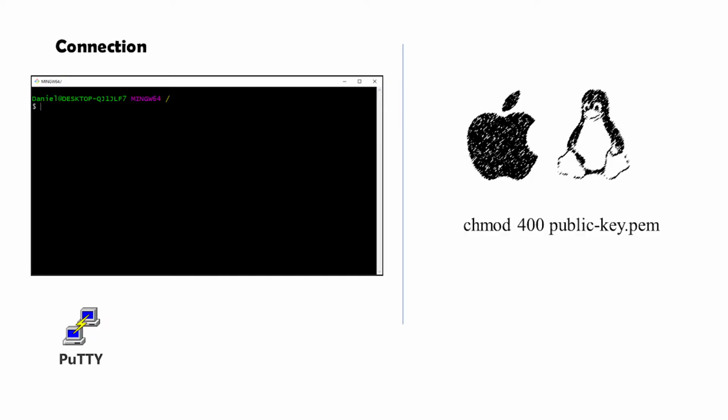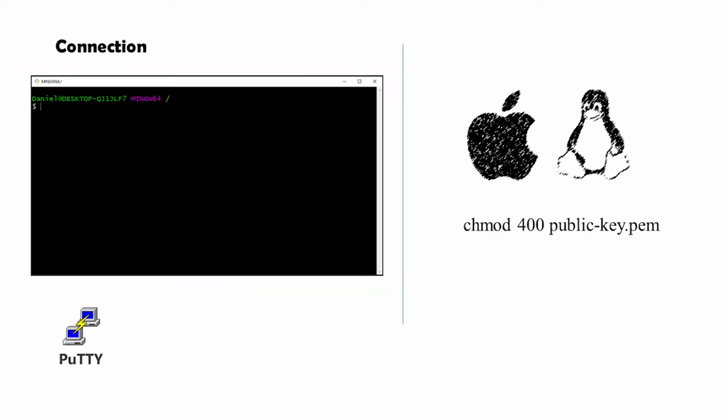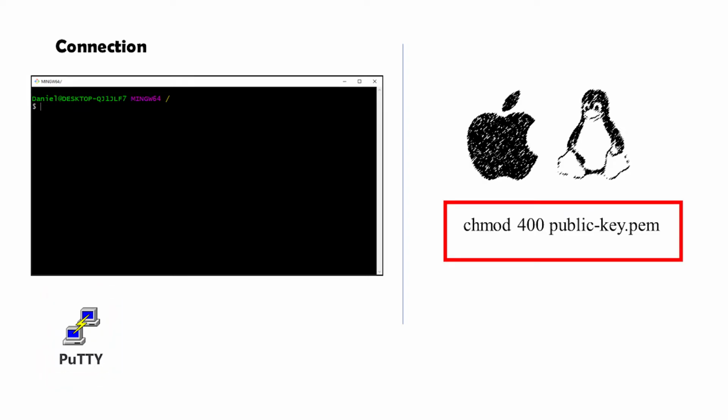Okay, let's begin. In the previous part, we used git bash to connect to our instance. As Windows users, we have other options too. One popular option is to use PuTTY. And if you are a Linux user or Mac user, your public key should have the right permissions, so you can use it in your terminal.